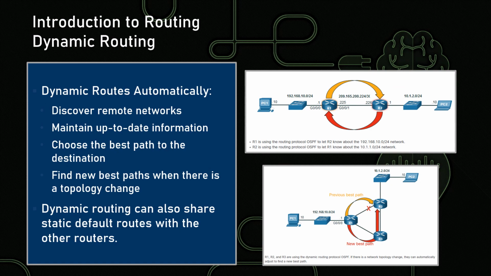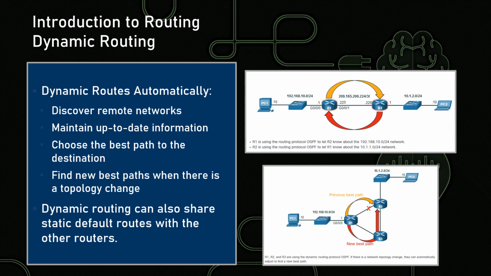An automatic route or dynamic route will allow us to discover remote networks, gives us the most up-to-date information. We'll often choose the best path to the destination, and when there's a topology change, it can update itself automatically. We can also, of course, share static default routes with other routers if necessary. So if we look at the top right graphic, we can see router 1 is using OSPF to let R2 know about its local network on interface G0/0/0. Router 2 is using OSPF to let R1 know about the interface on its usually G0/0/0, the .1 interface on both sides. So each network can learn about one another because their routers are sharing information.